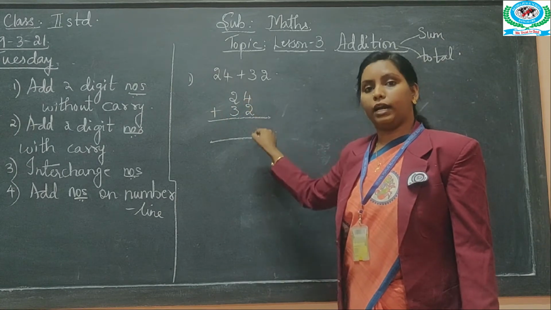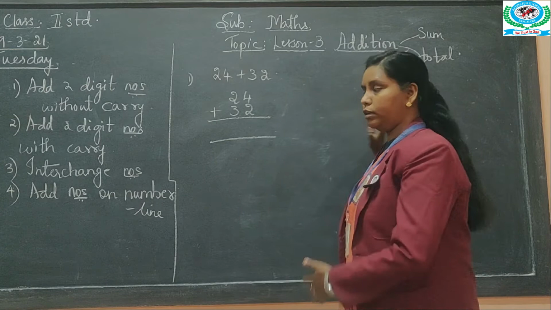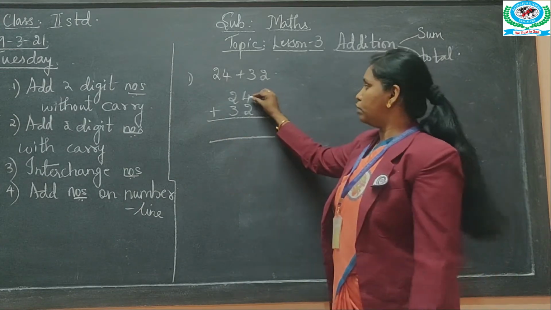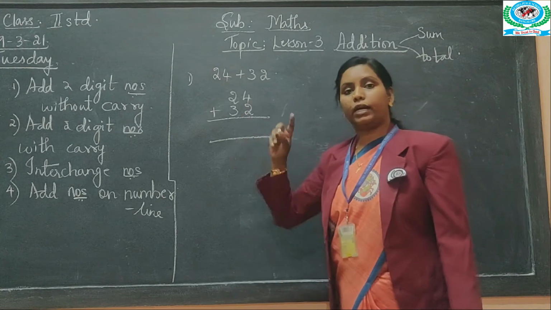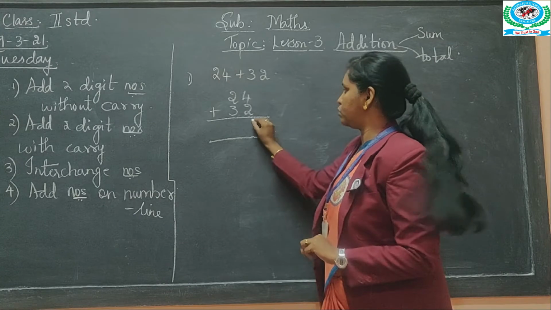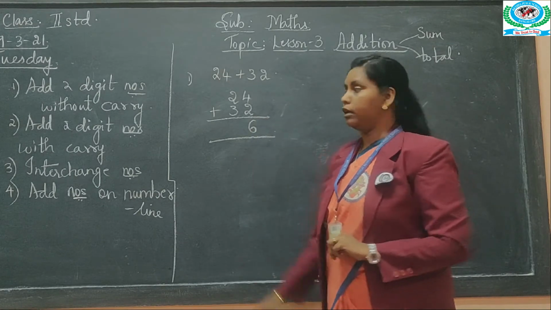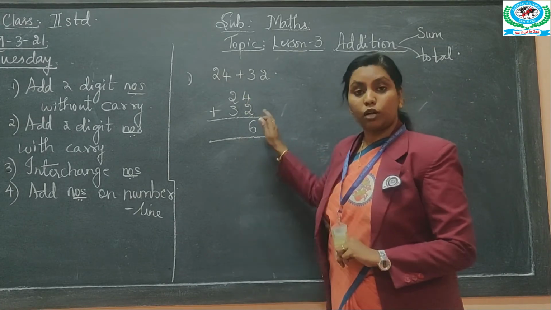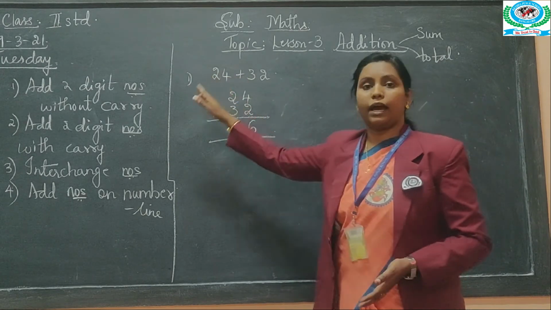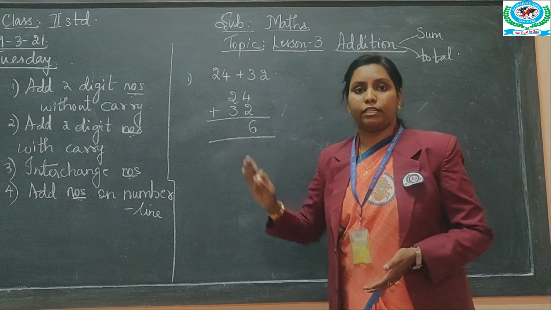Now we'll add it from the right hand side. So how much is 4 plus 2? 4 in the mind, 2 in the fingers. After 4, 5, 6. So 6 you will write it here. See the next number. I have not carried anything. These are the examples without carrying in 2-digit numbers addition.